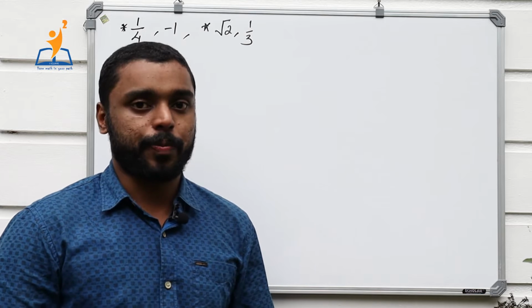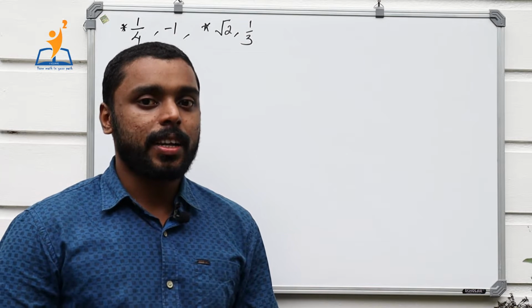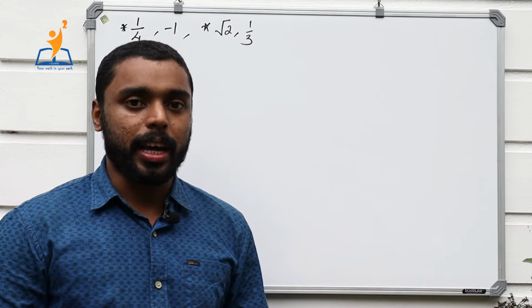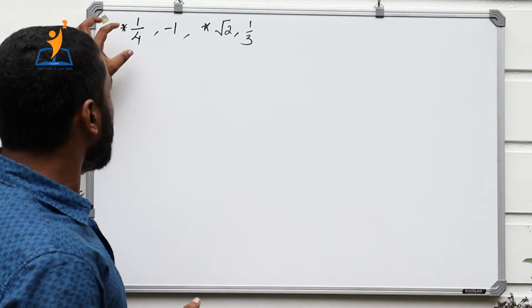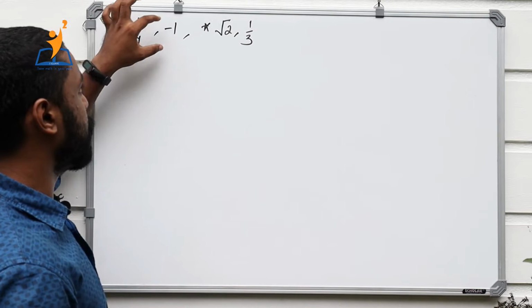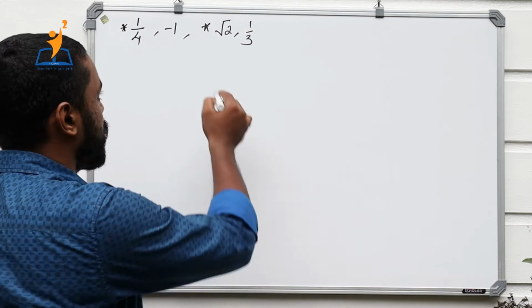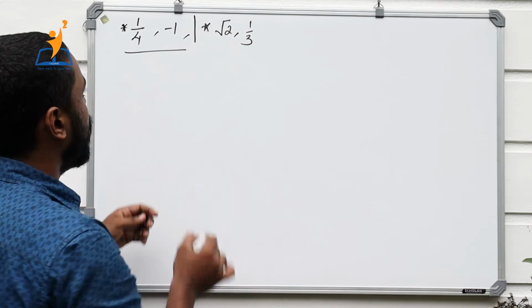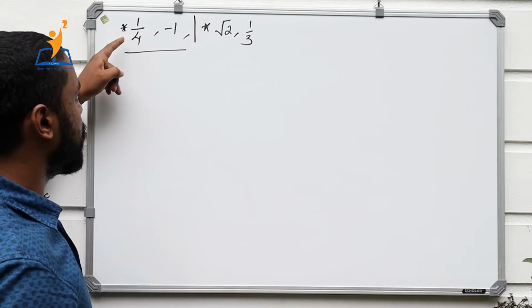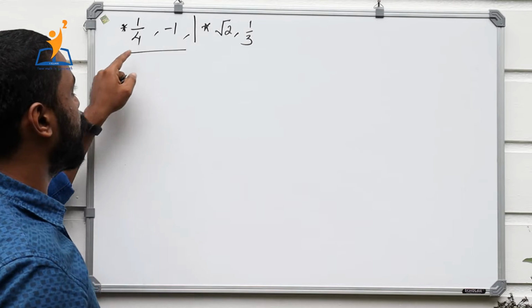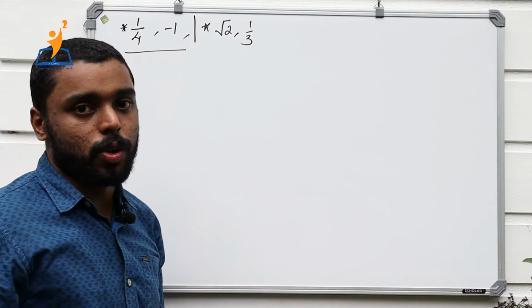And the question is: find a quadratic polynomial such that the sum of the zeros is 1/4 and the product of the zeros is -1. So we have to find a quadratic polynomial such that the sum of the zeros is equal to 1/4 and the product of zeros is equal to -1.